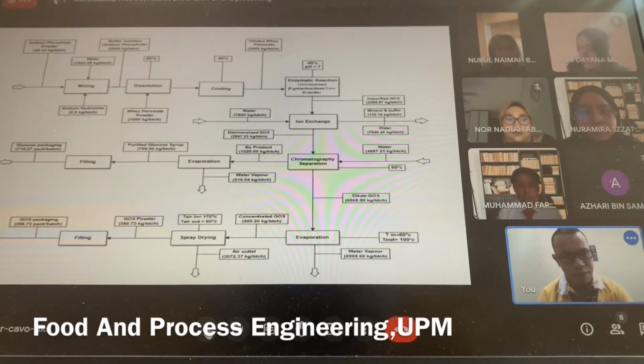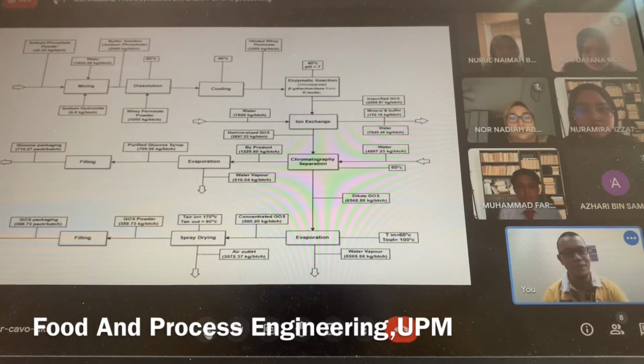When you run the process in the line, we are looking at time. Time is money. I repeat, time is money. The longer you hold in the process, the more time wasted, the more energy you use, the more money will go out. Understood? You are an engineer. You have to know this.